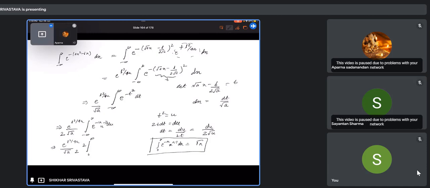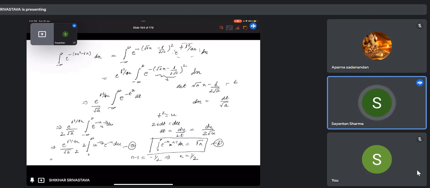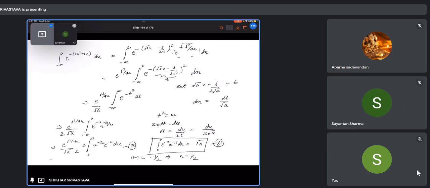And now this will become what? U to the power minus 1 by 2 e to the power minus u du. So if we compare this, suppose this is equation A and that is equation B, then your n minus 1 is what? Minus 1 by 2. Therefore your n is 1 by 2. Therefore this will become gamma half, which is root pi. So it will become root pi. These two cancel, so there is one root left, and you will get root pi by a exponential b square upon 4a.